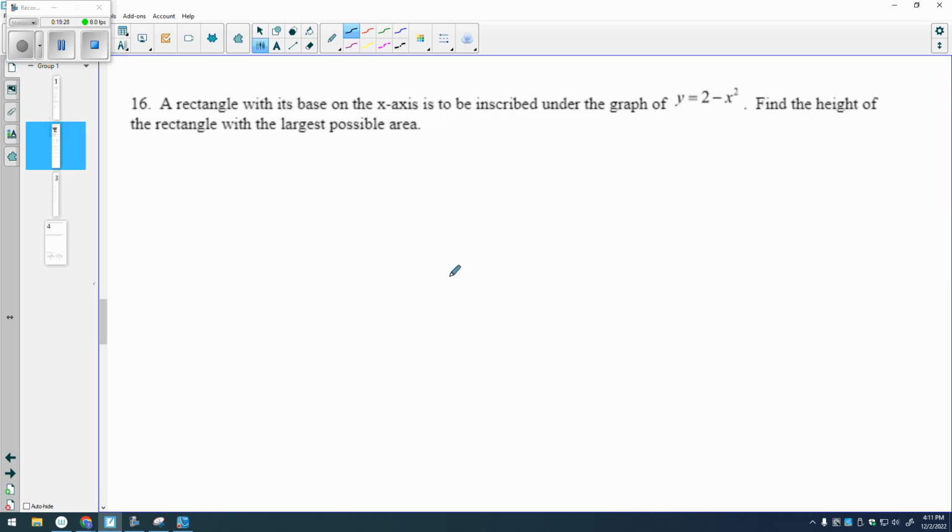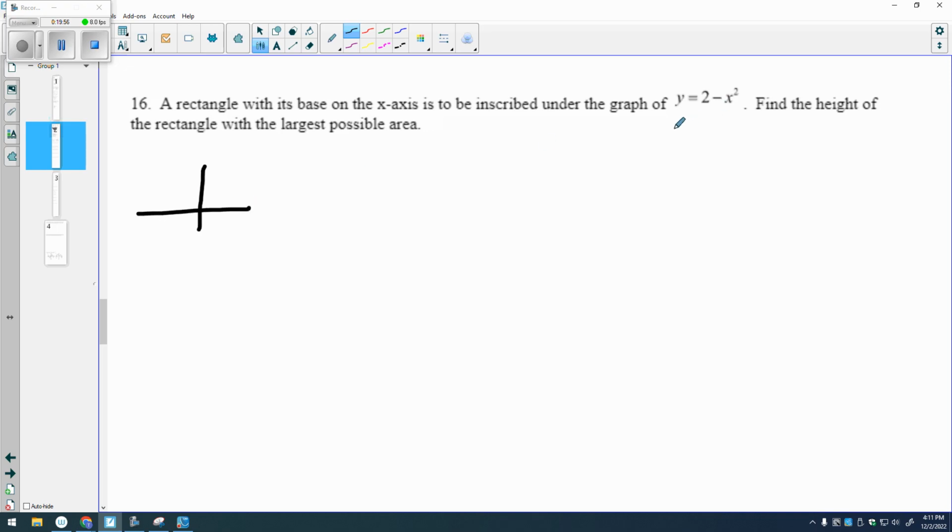Question 16. We want a rectangle whose base is on the x-axis, inscribed under the graph of that. Find the height of the rectangle with largest possible area. As soon as I see that phrase, I'm thinking optimization problem, and I need to write an equation of what I'm trying to minimize or maximize. I can't write my equation until I know what this looks like, so let's graph it.